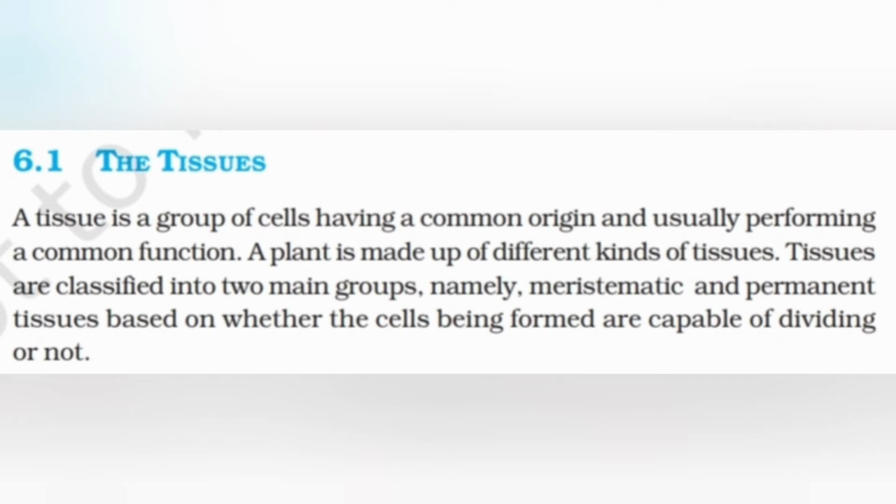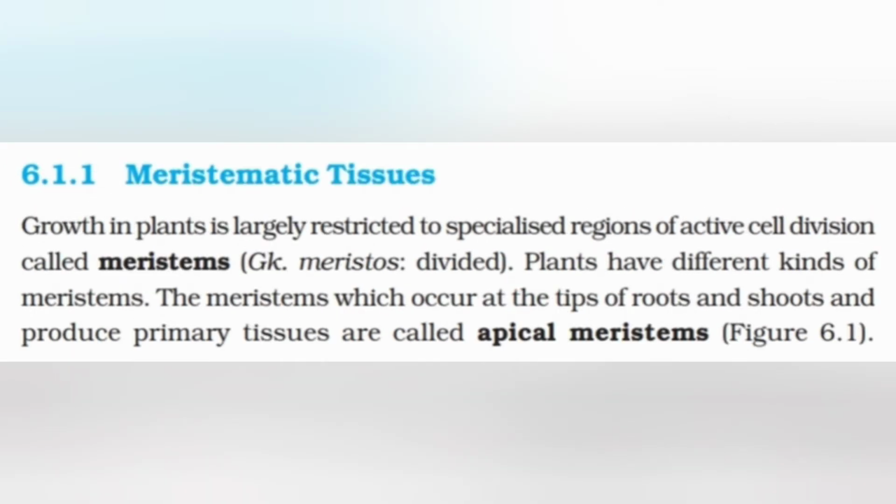A tissue is a group of cells. Please underline it. A tissue is a group of cells having a common origin. This is very important, and usually performing a common function. A plant is made up of different kinds of tissues. Tissues are classified into two groups, meristematic and permanent, based on whether the cells being formed are capable of dividing or not. So, meristematic tissues.